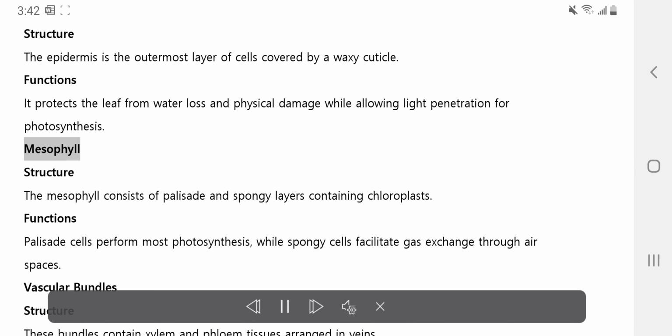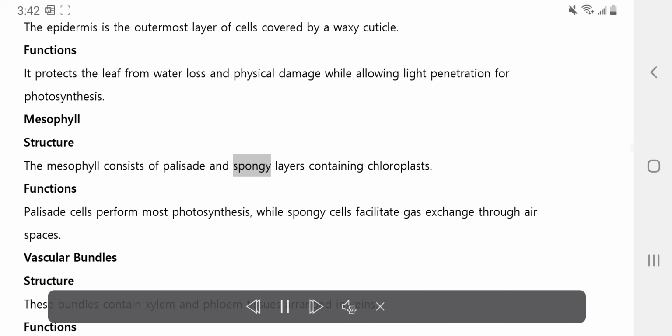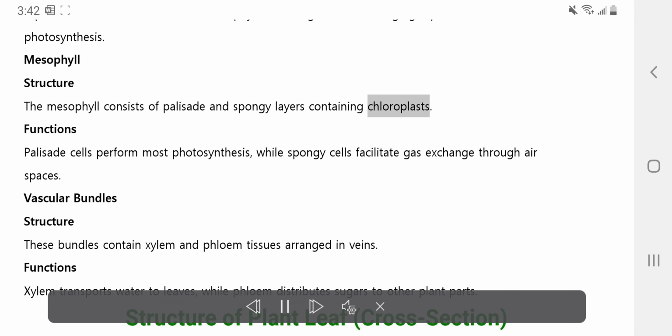Mesophyll. Structure. The mesophyll consists of palisade and spongy layers containing chloroplasts. Functions. Palisade cells perform most photosynthesis, while spongy cells facilitate gas exchange through air spaces.